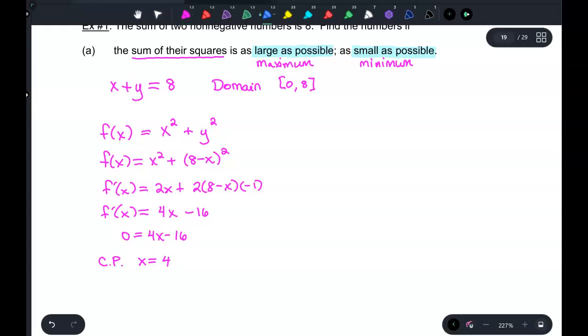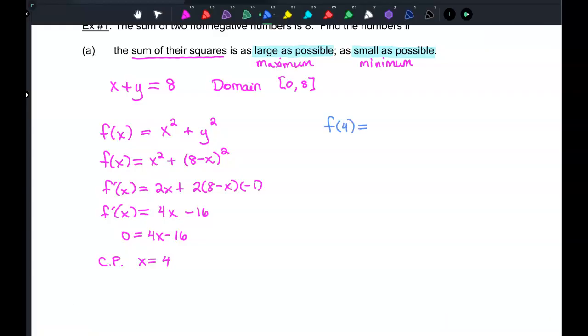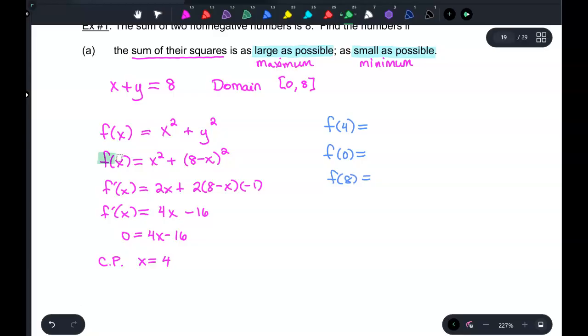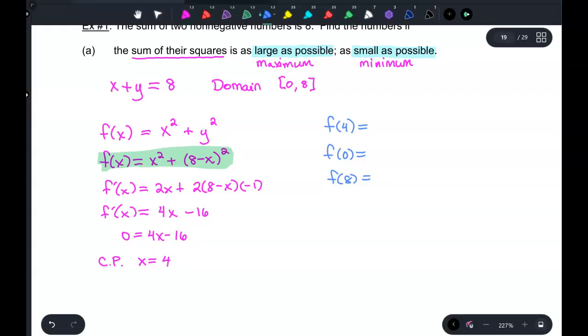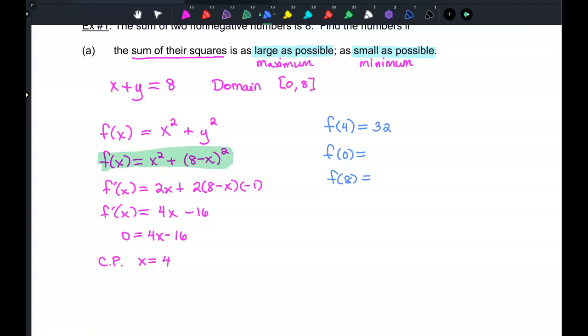Good. So we're going to plug in f of 4, f of 0, f of 8. So remember, we're testing, and our critical point, we should just confirm real quickly, it is in the domain, so we're good. F of 4. So I'm plugging it into this. So it's just 4 squared plus 4 squared. Okay? So 32. Are we okay with that? What happens if I plug in 0? 64 and 8.